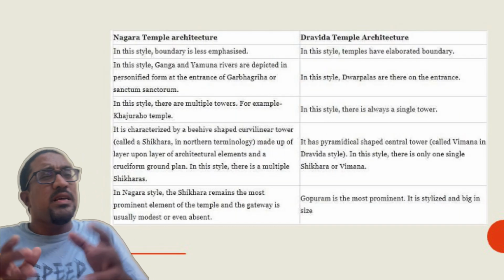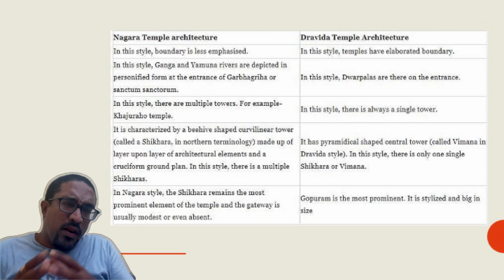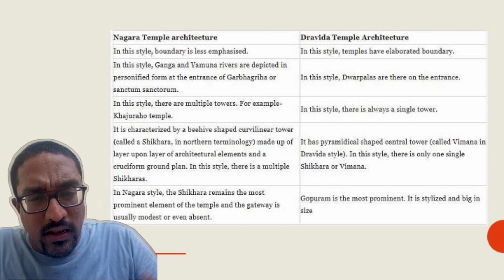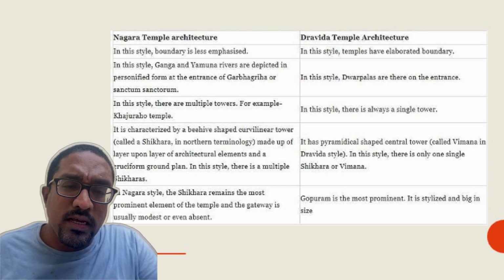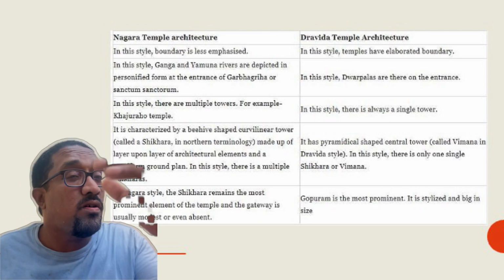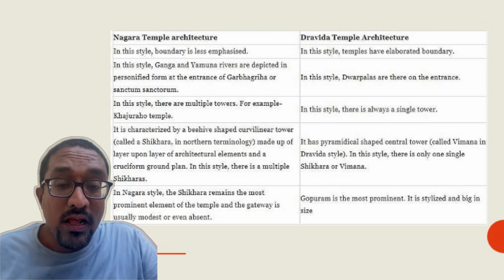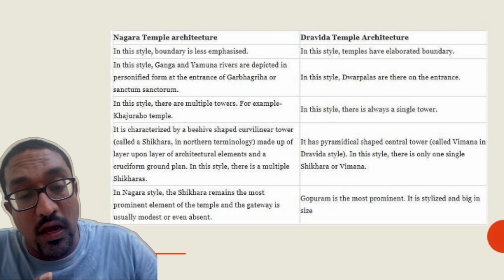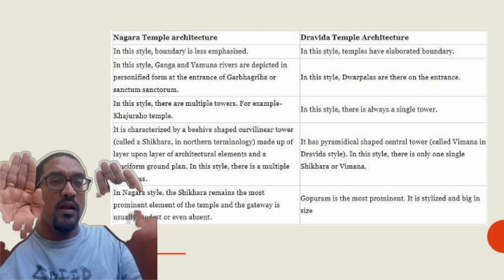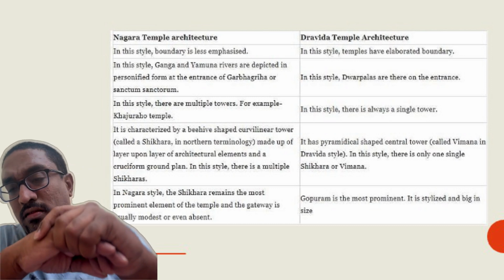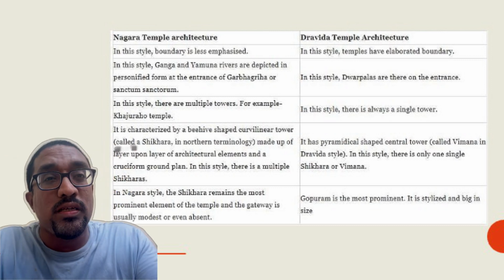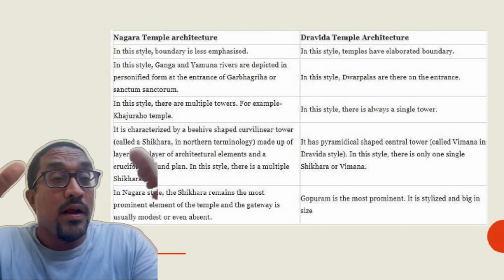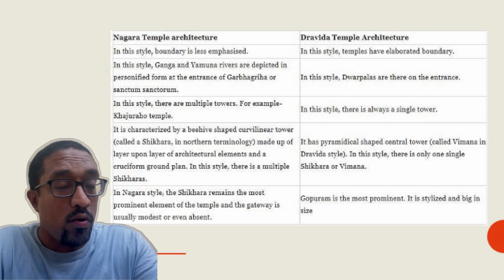Now, there are some important differences between Nagara and Dravidian styles of temple. Nagara temples are essentially the North Indian style of temples. In the Nagara style, the boundary is less emphasized, and many temples don't even have boundaries. In the Nagara style, the Ganga and Yamuna rivers are depicted or personified at the entrance of the Garbhagriha or sanctum sanctorum. Whereas in the Dravidian style, which is the South Indian style, you have Dwarapalas. In the Dravidian style, temples tend to have elaborate compound walls or border walls.